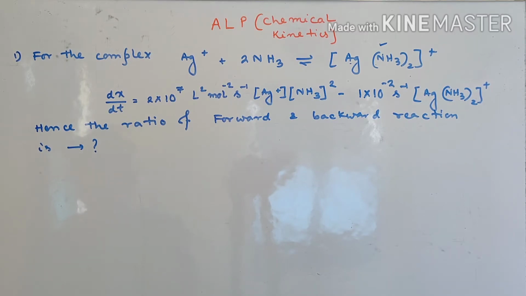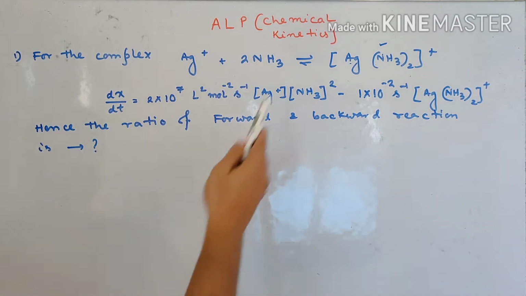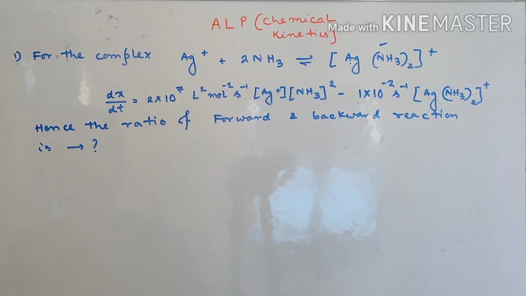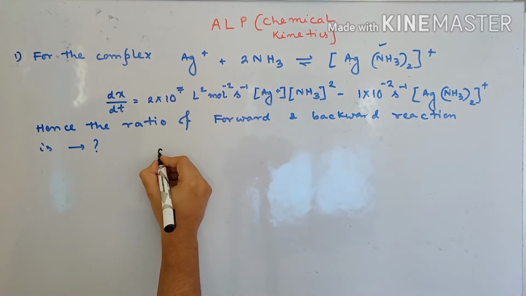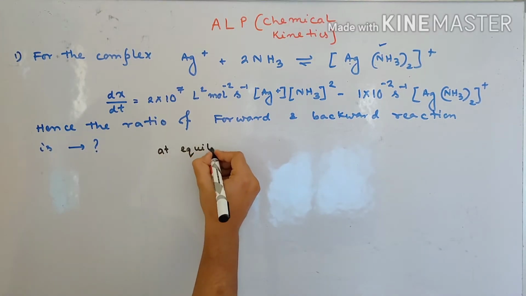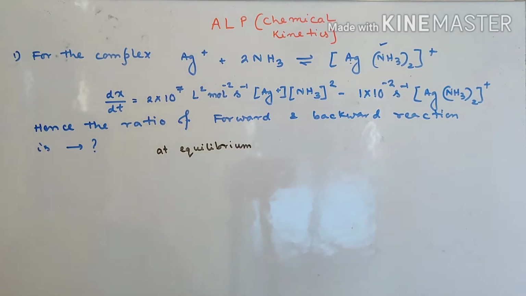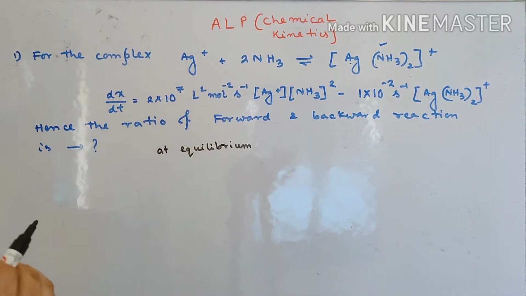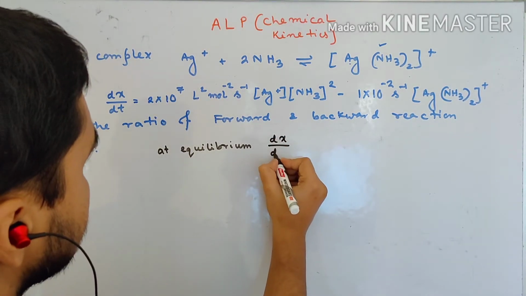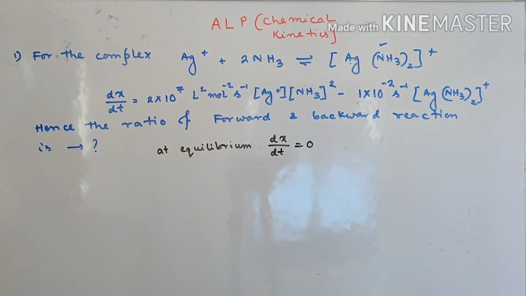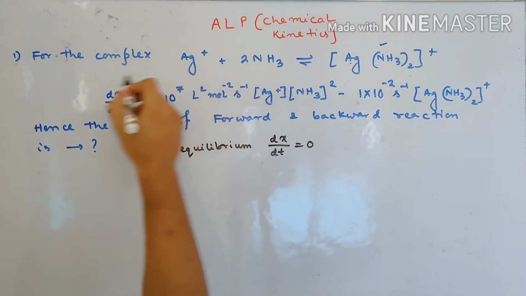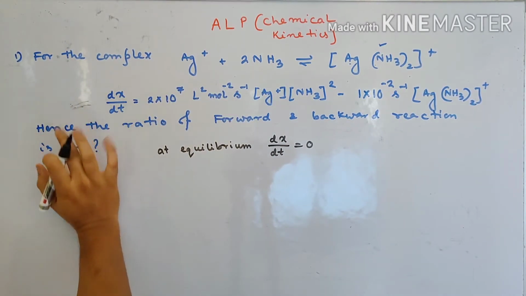So carefully read it once again. As per the question, a complex is being formed. It is in equilibrium, right? Remember, at equilibrium, the change in the rate, or you can say the change in the concentration of a reactant with time becomes 0. So we should be writing dx by dt is equal to 0. Now if it becomes 0, this total part becomes equal to 0. So we are going to equate that only.